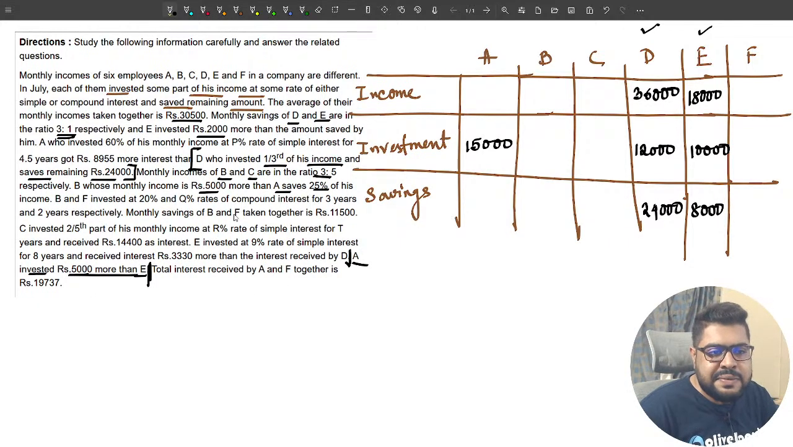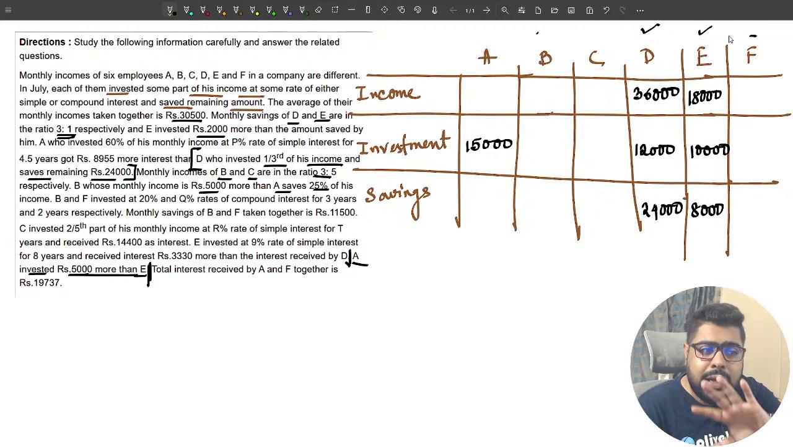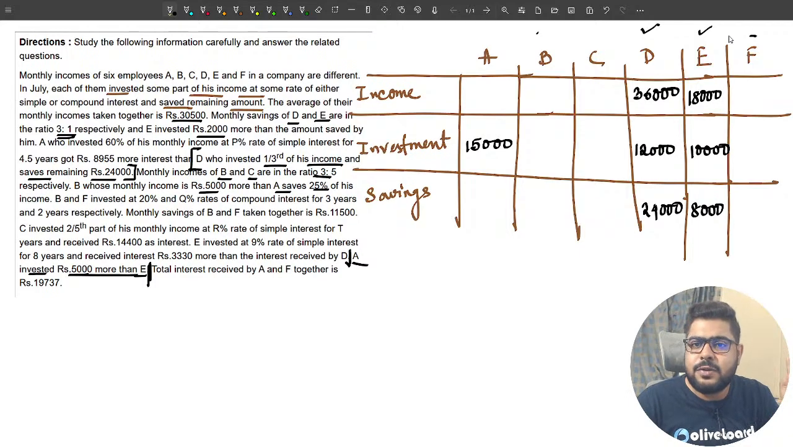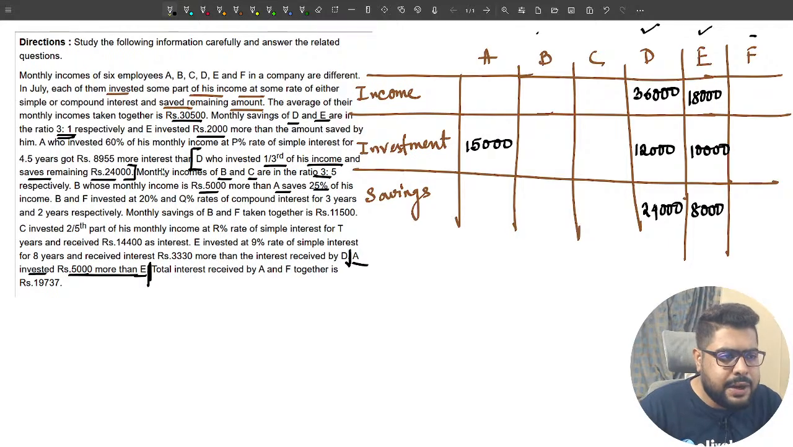Now come back, sir. Monthly savings of B and F taken together, but the problem, sir, you see, I don't know B, I don't know F. Look, I'm not interested in the percentages as of now. I'm trying to figure out the incomes and the expenditures of whichever the maximum amount of people I can know. So I'm trying to do that. Let's look again once more, sir. D is done, sir. Okay, monthly incomes of B and C are in the ratio 3:5. So I'm just writing it here. We might be able to use it later on.